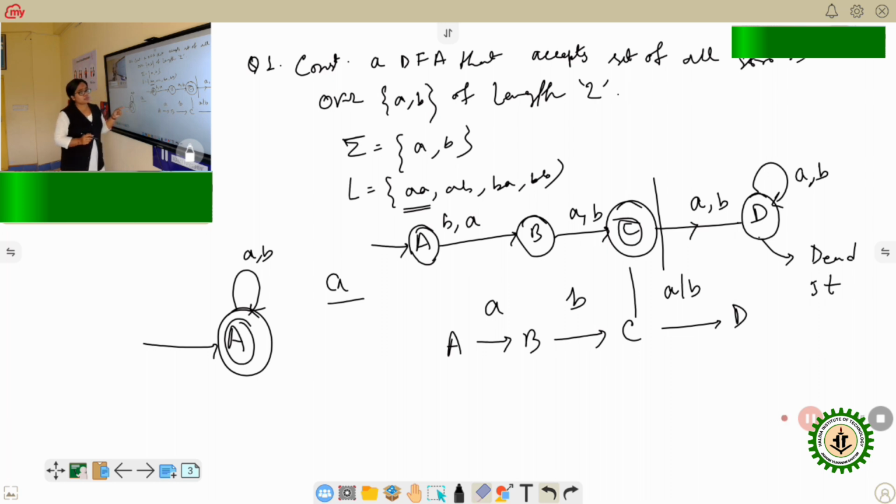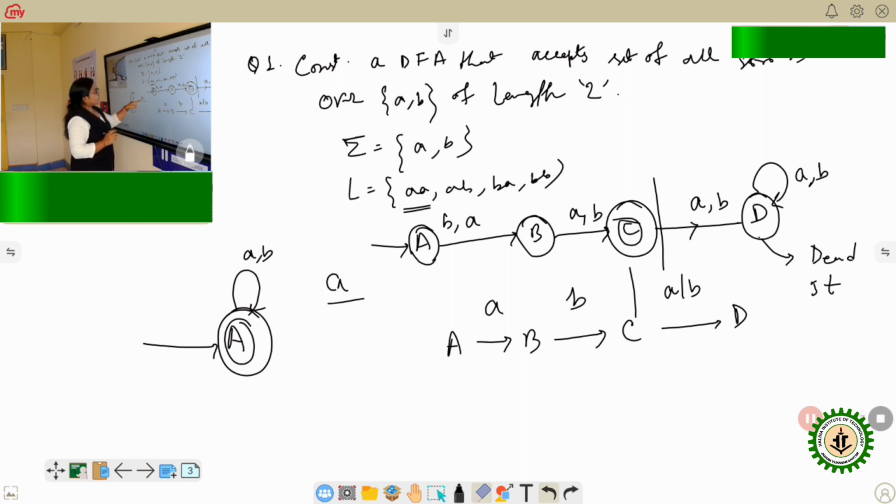Yes, that is okay. But the definition of acceptance of a language says: if all the strings present in the language, starting from the initial state, upon scanning the entire string, can reach a final state, then we can say the language is accepted by the finite automata, as well as all the strings which are not present in this language should be rejected by this finite automata. Then we can say this is the exact diagram for that language.